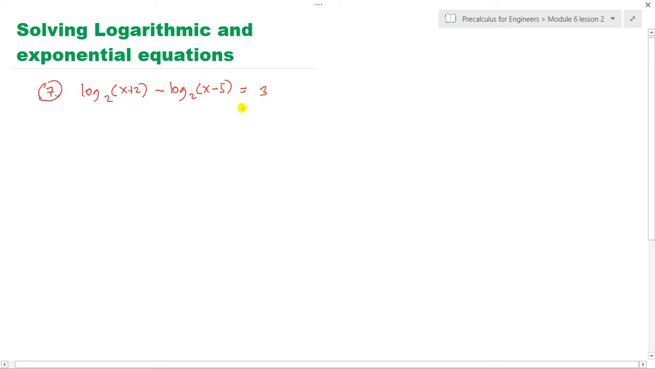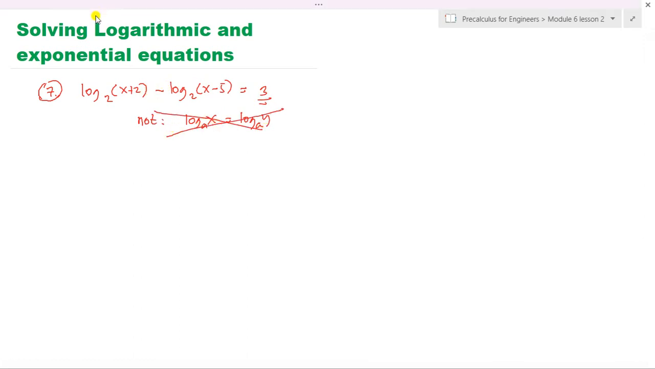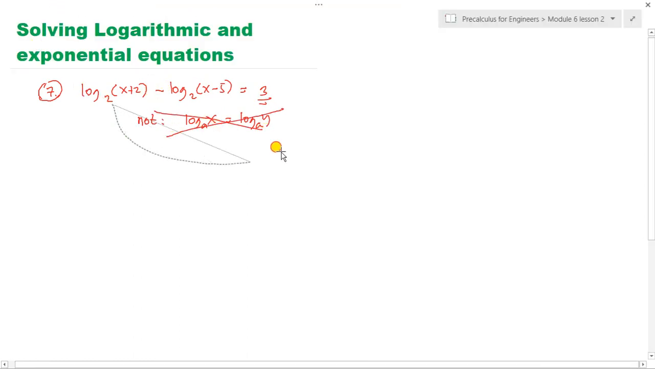Here we cannot use the property that log of x to the base a is equal to log of y to the base a, because of the constant. So we cannot use that. The only way is we can condense the left side, right?